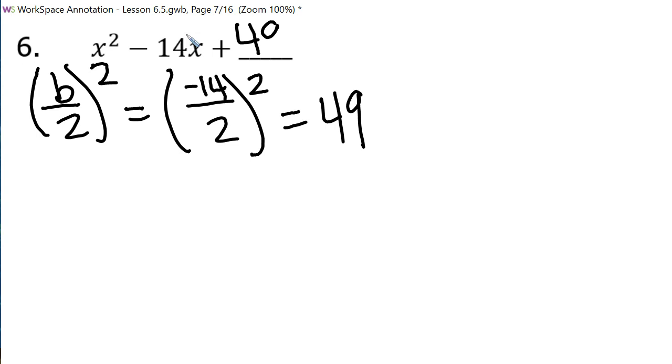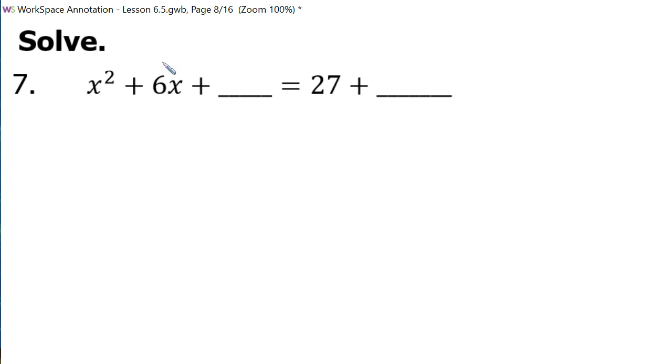Now the rest of these are going to become equations. So now we are going to solve these equations by completing the square. What we'll have to do first is find the number to complete the square. Once we find that number, we add it 1 time to the left side and 1 time to the right side. Whatever is added to the left side, in order to keep the equation true, you also have to add to the right side.